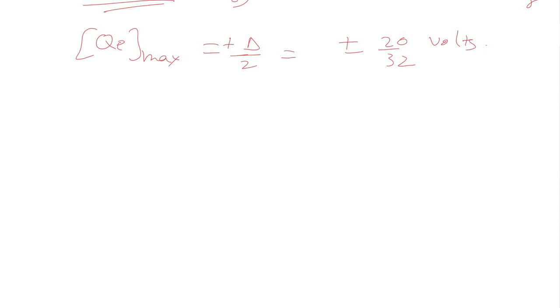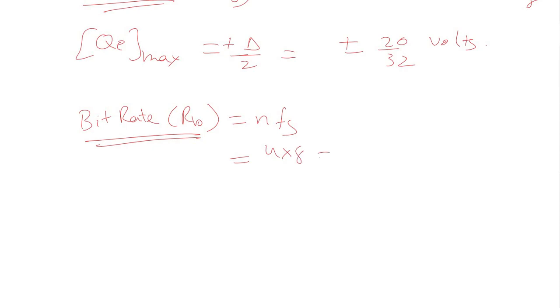Next, what will be the bit rate? RB. Bit rate, we know it is n into fs, so it is 4 into 8, that is 32k. This is the bit rate. And then what will be the bit duration? TB is equal to 1 upon RB, so you can easily find out this also.